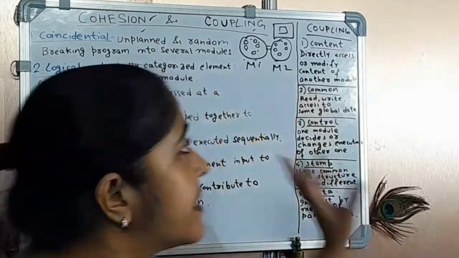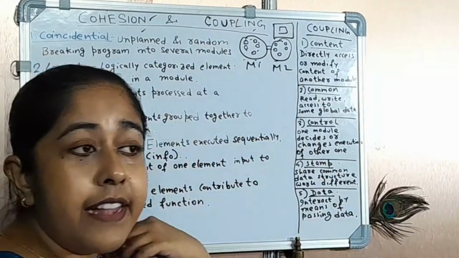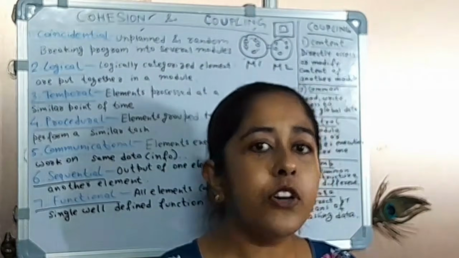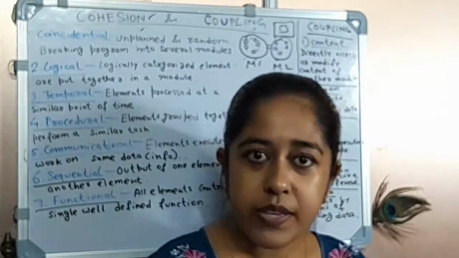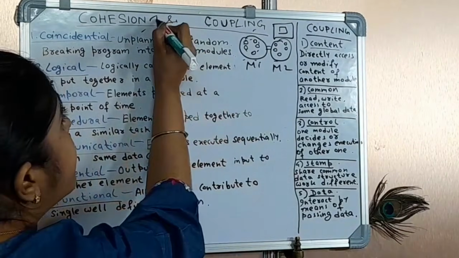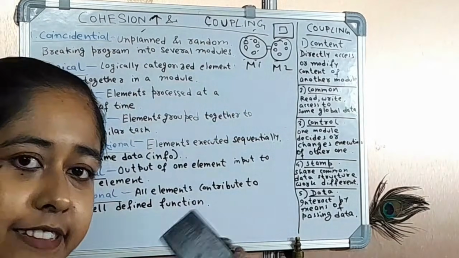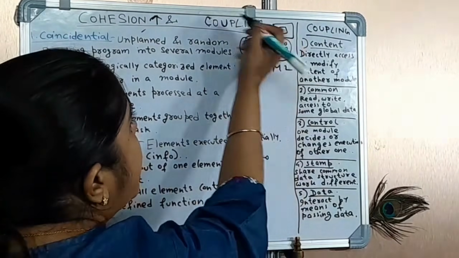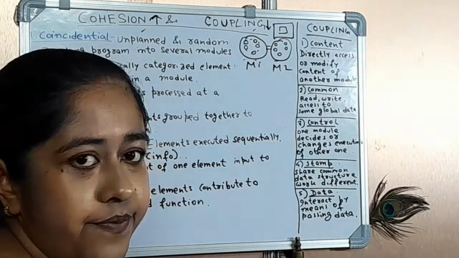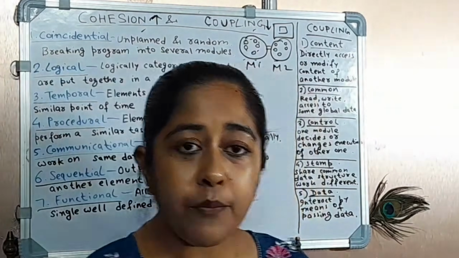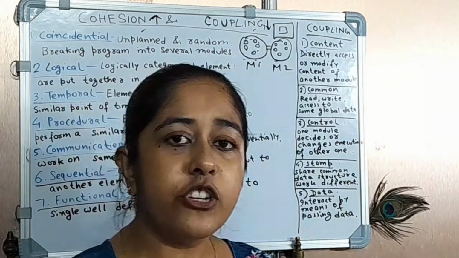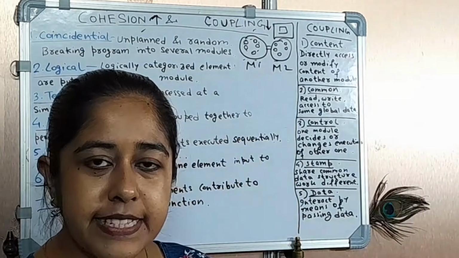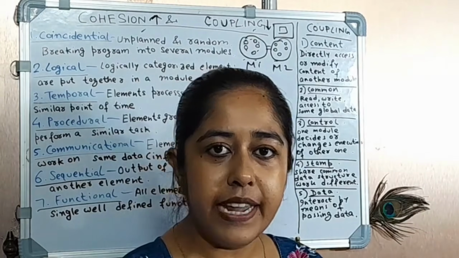Okay, this is the difference between cohesion and coupling. Now, for a particular program, what should be the cohesion and what should be the coupling? The cohesion should always be high. The higher the cohesion, the better your program will be, and the coupling should be low. That is, for a program design, we see that the cohesion should be higher and the coupling should be lower. This is the main logic between cohesion and coupling.